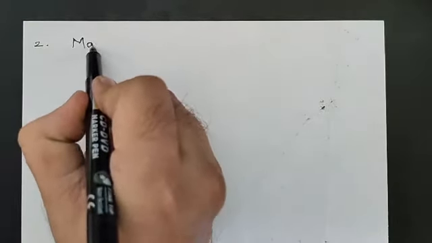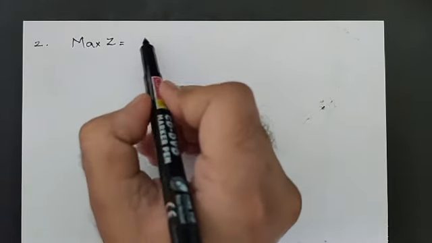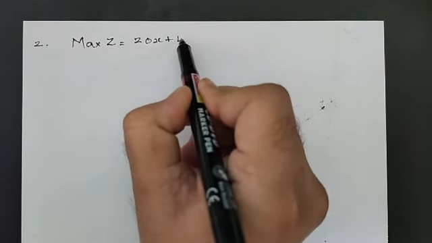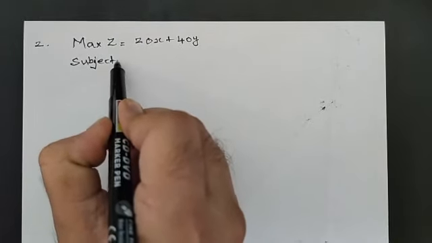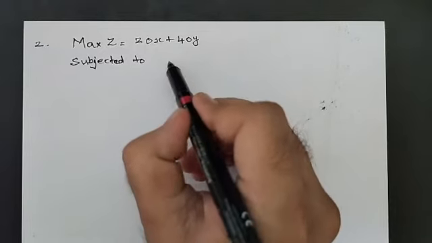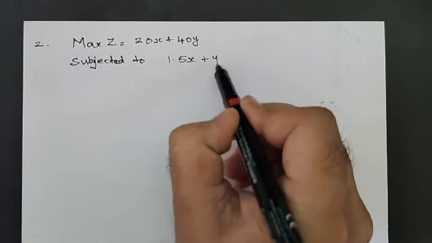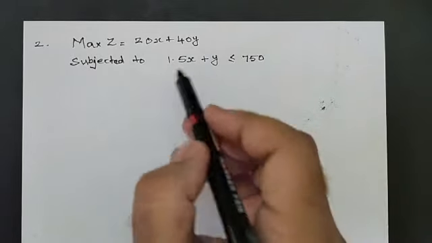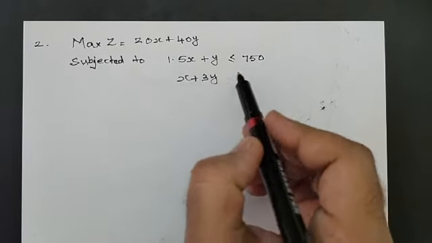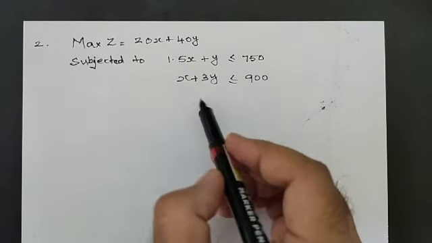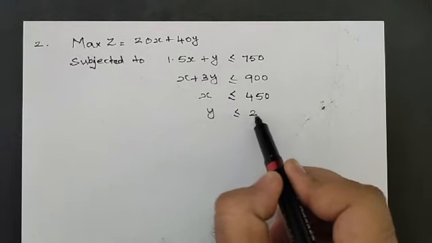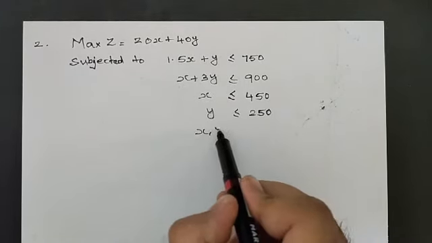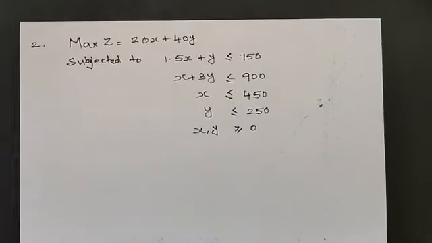Okay, let us see. The problem is: maximize z equals 20x plus 40y, subject to the constraints 1.5x plus y less than or equal to 750, x plus 3y less than or equal to 900, x less than or equal to 450, and y less than or equal to 250, and x, y greater than or equal to 0. So this is the problem.